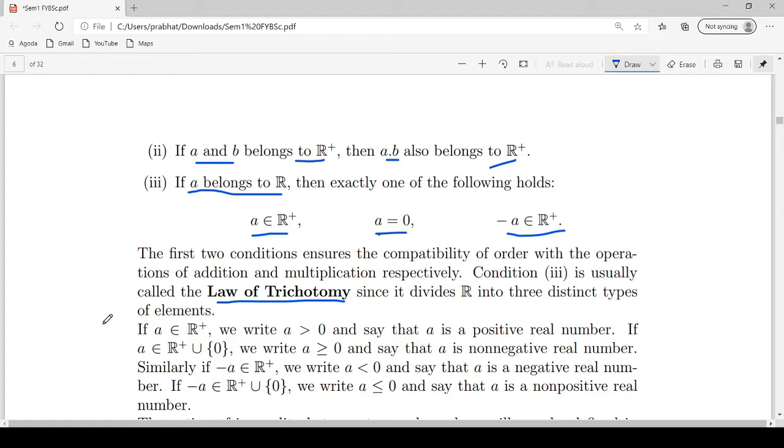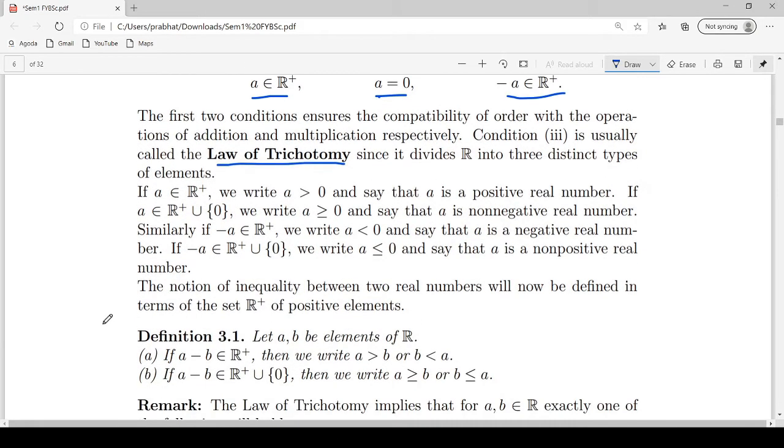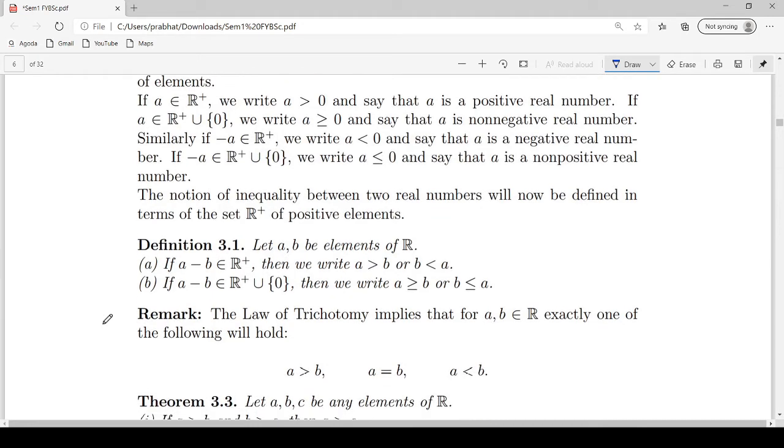Now once we have accepted these three properties, we will develop some notions. Here, if A belongs to R plus, we write A is greater than 0. That means we say A is a positive real number. Second, if A belongs to R plus union 0, then we write A is greater than or equal to 0, and we say that A is a non-negative real number.